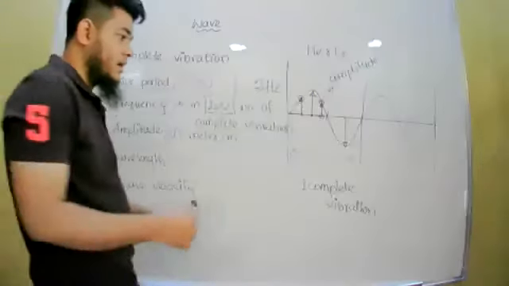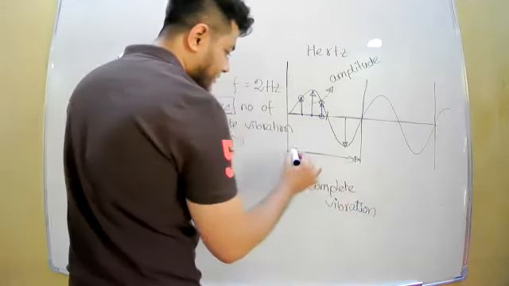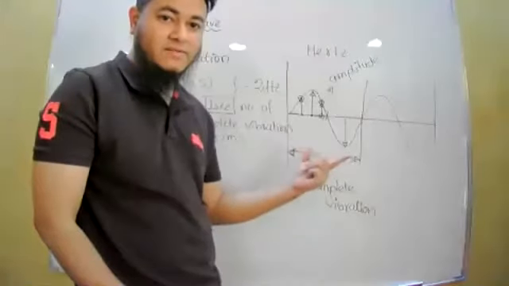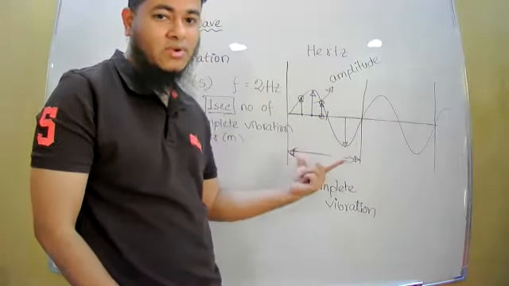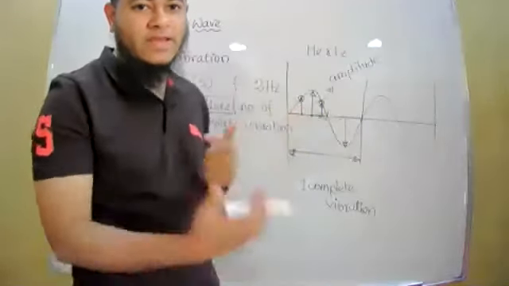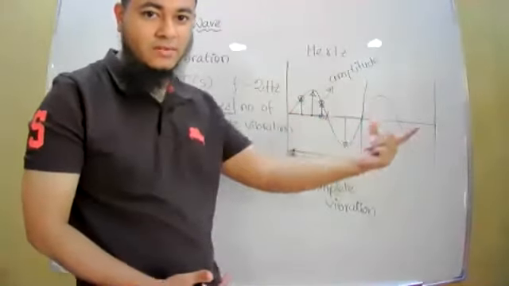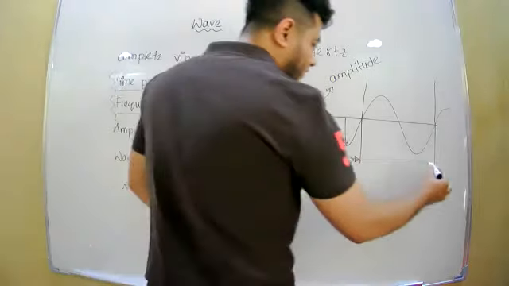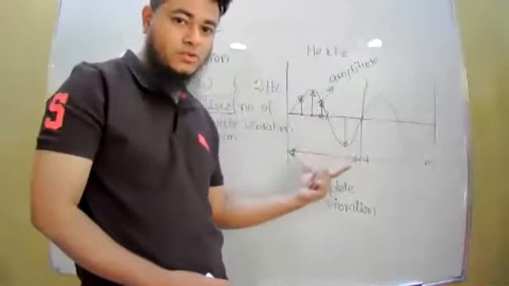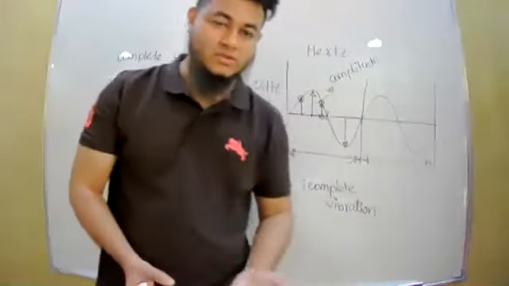Wavelength. The distance covered in completing one vibration. This distance. How much is it? 3 cm, 4 cm, 5 cm, 5 meter, 100 meter. What is the length of this one? That is the wavelength. The length of one wave. Okay? This is one wave. This is another wave. So the length of all the waves will actually be the same. Okay? The length of the first wave is the same as the length of the second wave. So this is wavelength.